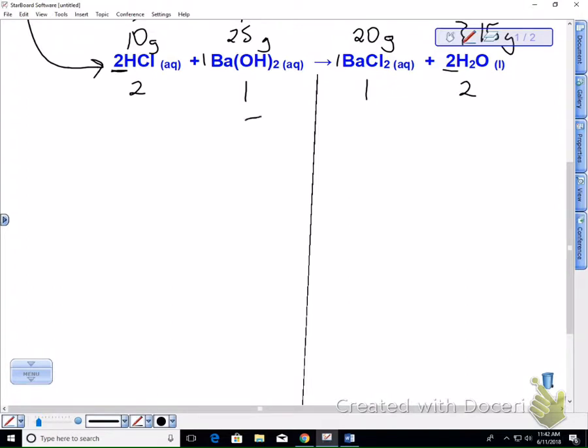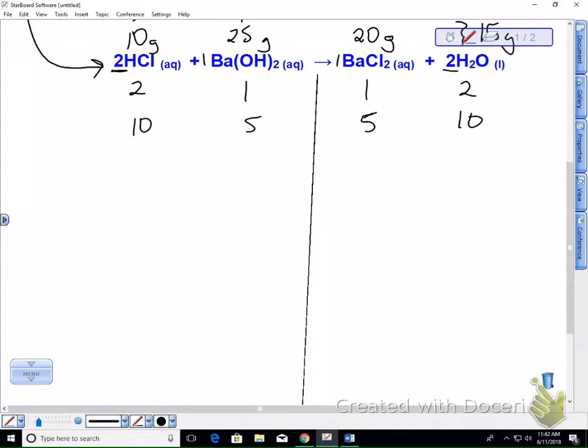What if that number was 5? Think to yourself, how many HCl's would I need to react 5 barium hydroxides? Well, double it, you would need 10. How many barium chlorides would I make from 5 barium hydroxides? Well, it's a 1-to-1 ratio, so you would need 5. And then you would also make 10 waters.